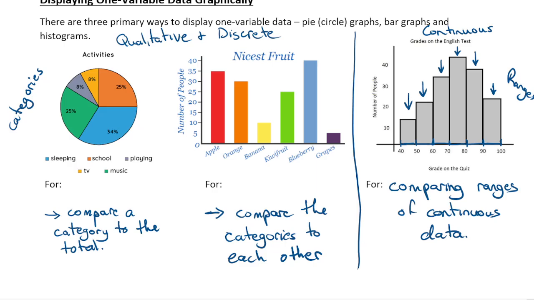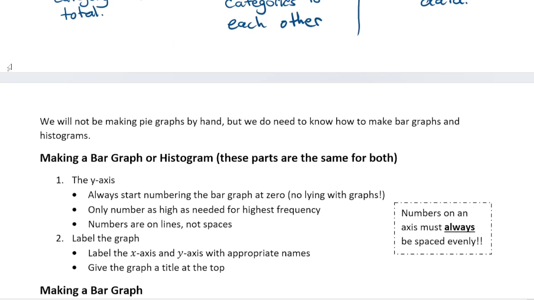We are not going to make pie graphs by hand. That's no fun. It's a waste of your time. We are going to make a bar graph by hand. We're going to make a histogram by hand. It has a few extra steps that are kind of annoying. And then we're going to look at how to make all of these in Google Sheets. So that's the plan for today.